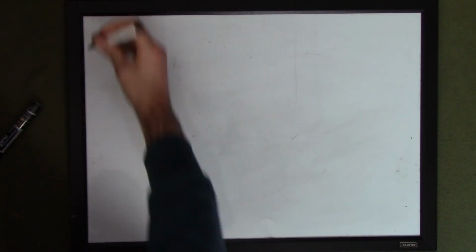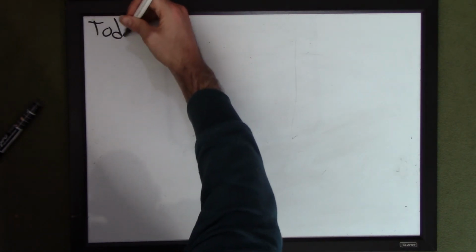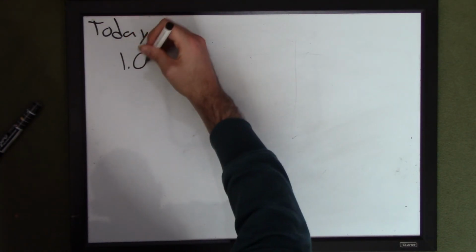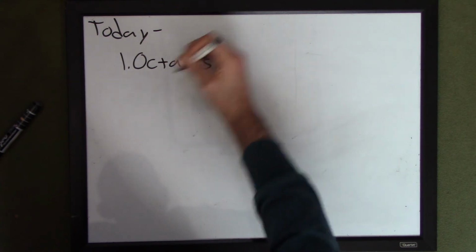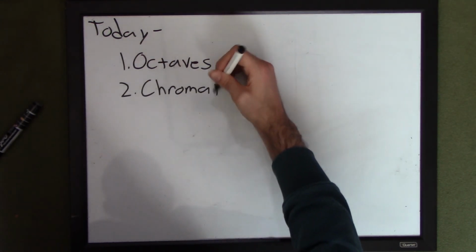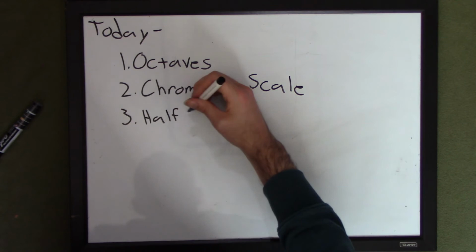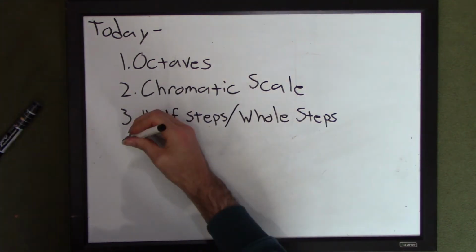And with this corrected E flat major scale, we have finished today's lesson. So today, what did we learn? We learned about the octave, what an octave is, what the chromatic scale is, or how we divide up that octave. We learned about half steps and whole steps. We learned about the major scale.